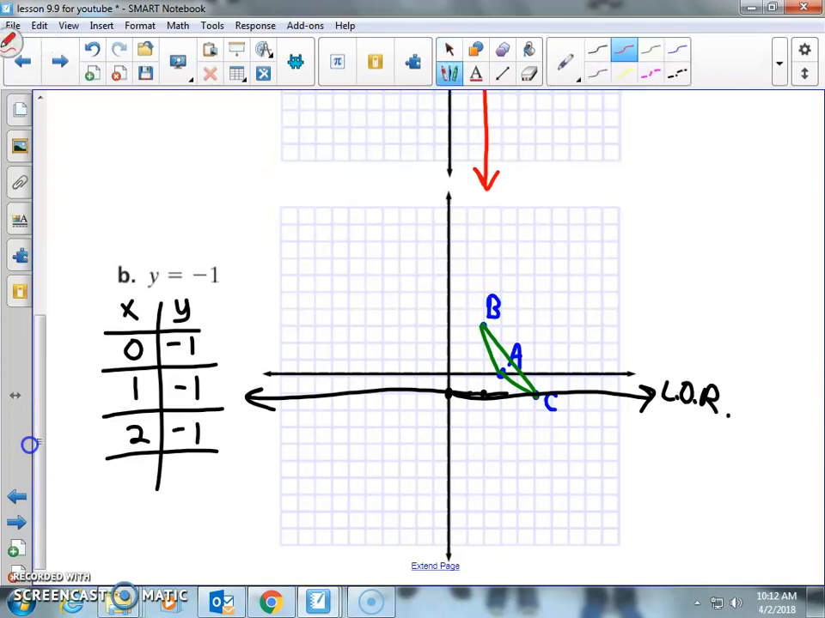We count spaces. Point A is 1 above the line of reflection, so A prime is 1 below. Point B is 1, 2, 3, 4 above, so B prime has to be 1, 2, 3, 4 below. Point C is right on the line of reflection. I don't have to move it at all, so C prime stays in that same spot. And again, we connect the dots. And it should look like the same triangle, just flipped over the line of reflection.